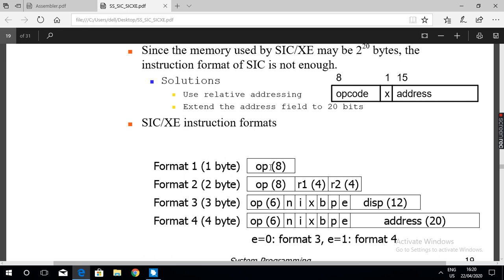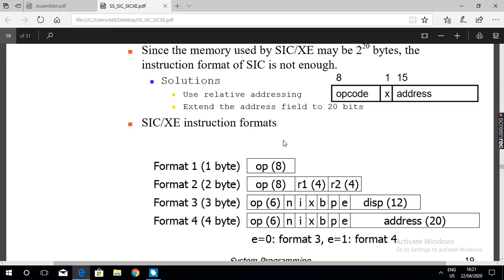Okay. Format 2 instructions are also called 2 byte instructions. The first 8 bits are reserved for storing the opcode, and the next 4 bits for storing the register number of a particular register. The next 4 bits are for storing the register number for another register.